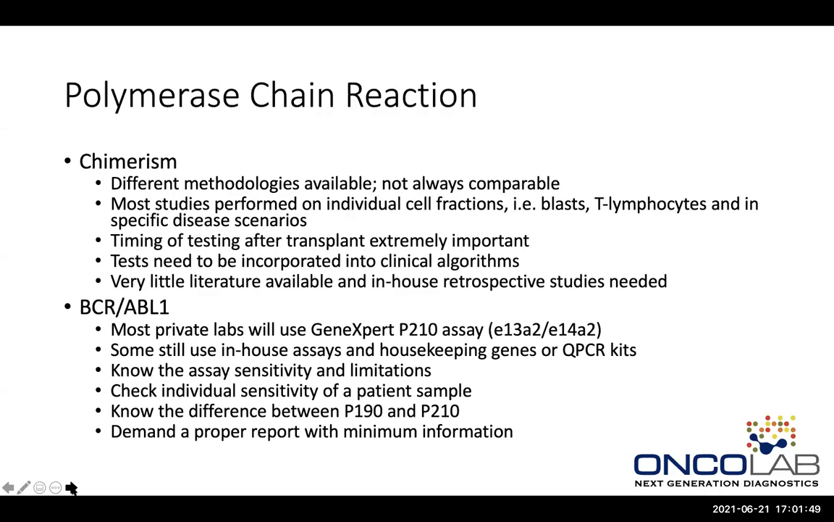Okay, the polymerase chain reaction, or PCR, I'm not going to go into a lot of detail. A couple of labs do chimerism. There are different technologies, the STR and the qPCR assay. They're not always comparable, but generally they are.